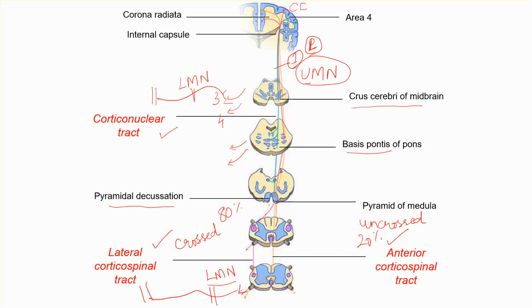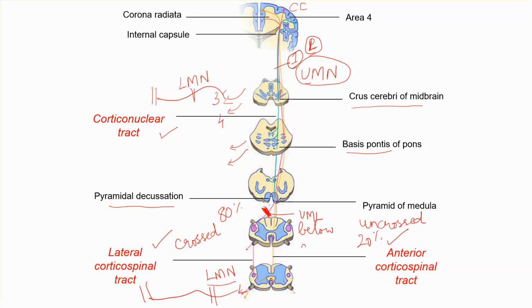If the lesion is here, for example, it will still be called an upper motor neuron lesion, but it is below the level of decussation.